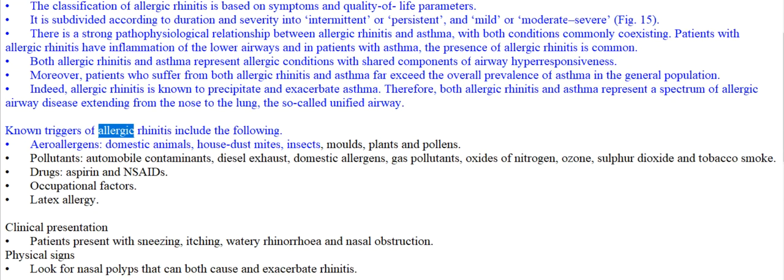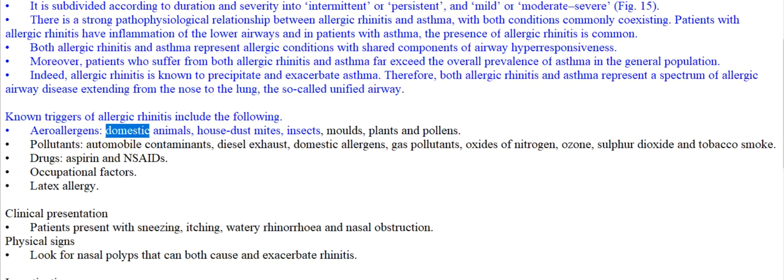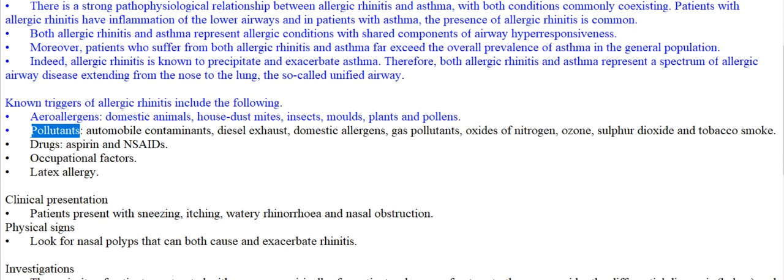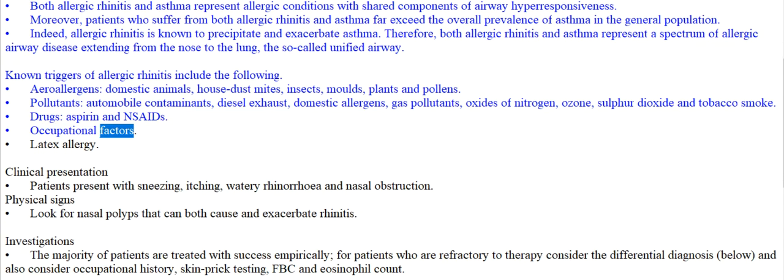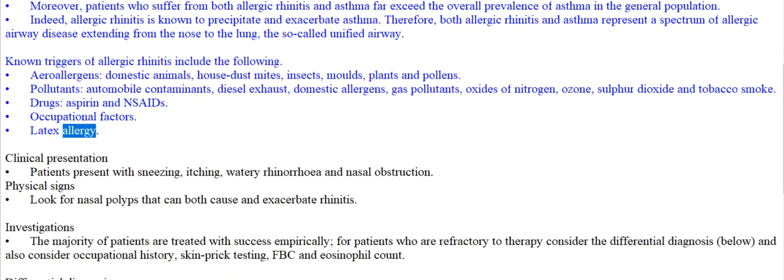Known triggers of allergic rhinitis include the following: aeroallergens, domestic animals, house dust mites, insects, molds, plants, and pollens. Pollutants, automobile contaminants, diesel exhaust, domestic allergens, gas pollutants, oxides of nitrogen, ozone, sulfur dioxide, and tobacco smoke. Drugs, aspirin and NSAIDs. Occupational factors. Latex allergy.